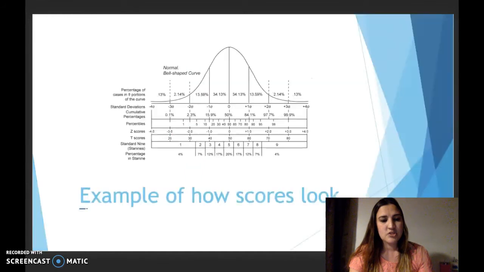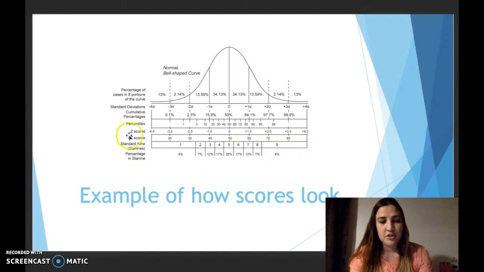And I have a chart here that kind of shows all these things. So down here you see the percentage in the stanine. So right here you see 4 to 6. This would be your average range of scores. And then anything below this line, this way, that's going to be below average. And anything over this way to the right is going to be above average.